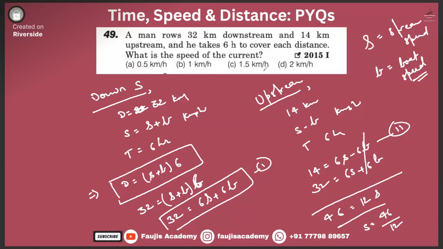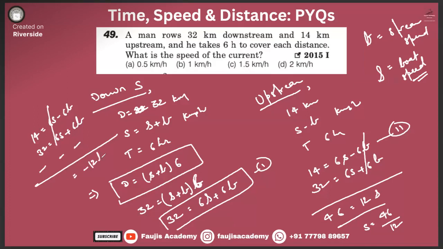Okay, you are right. One moment, it should have been vice versa. Speed of the boat is S and speed of the stream is B, right? So we need to find B. In order to find B, 14 is equal to 6S minus 6B, and 32 is equal to 6S plus 6B. What shall we do? We need to keep plus minus, plus minus. In that case, what do we get? This one gets cancelled.